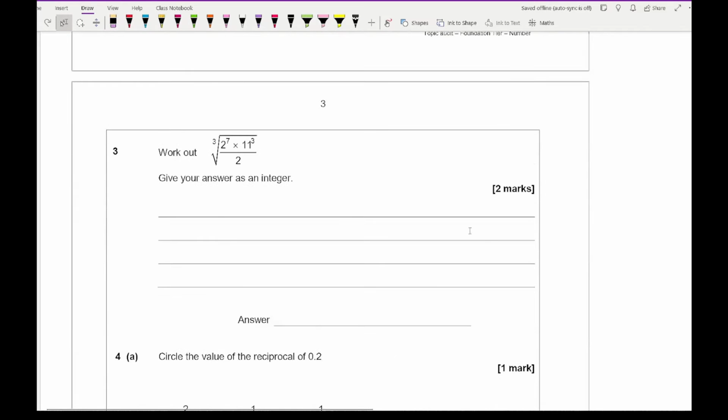Now moving on to question 3, it says work out the cube root of 2 to the power 7 times 11 cubed over 2. Now for this, there's a couple of ways in which you can do this.